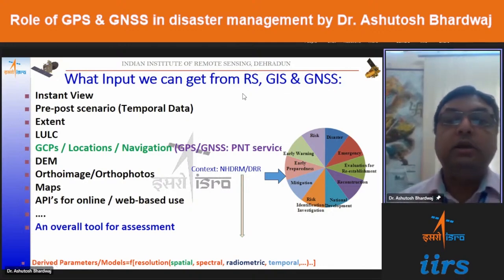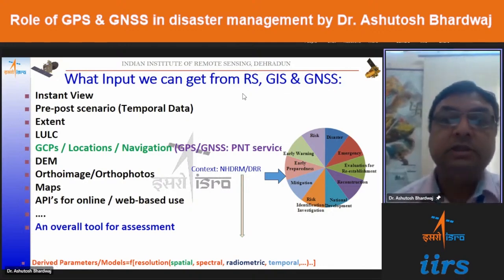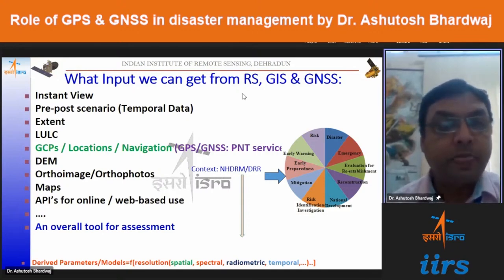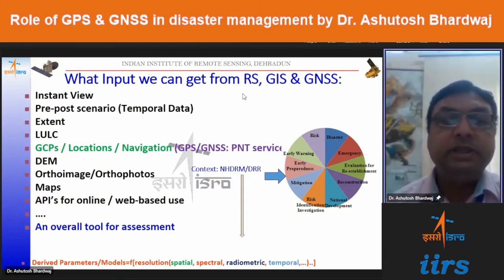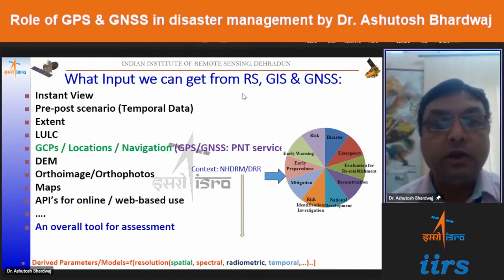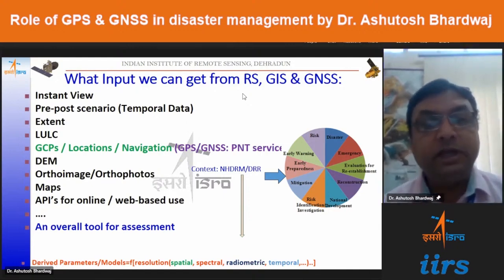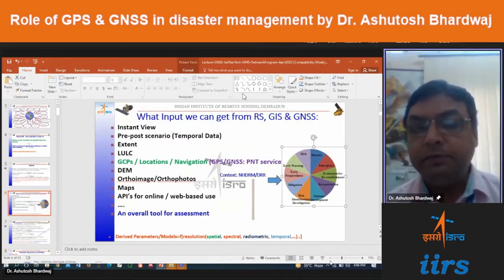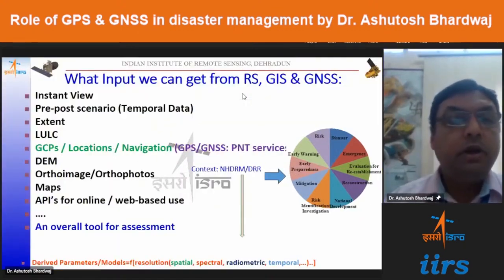And what role can remote sensing and GIS play here? And in particular, the GPS, which is the topic of today's lecture. So basically, remote sensing can provide us an instant view, and it can provide us pre and post scenario images, which we can usually utilize for our purpose.